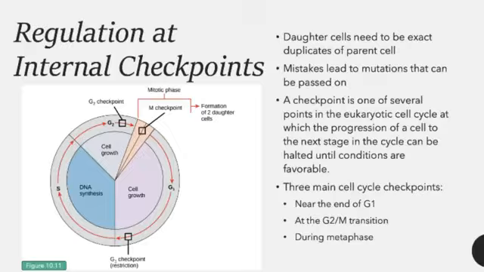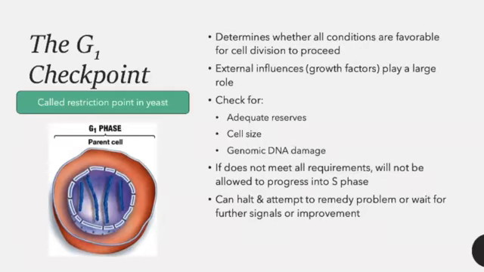There are 3 main checkpoints that we need to remember. The first one is near the end of G1, before DNA synthesis begins. Then we have one at the G2 and M transition, before the cell is entering mitosis. And during metaphase, this is where we have our M checkpoint. We use this checkpoint to make sure that our chromosomes are properly aligned and attached to the spindle fibers. So let's go through each of these checkpoints more specifically.